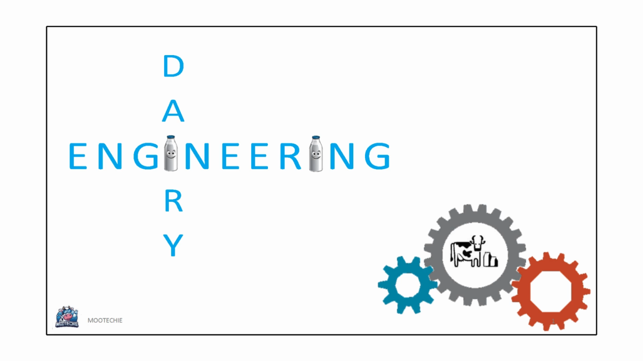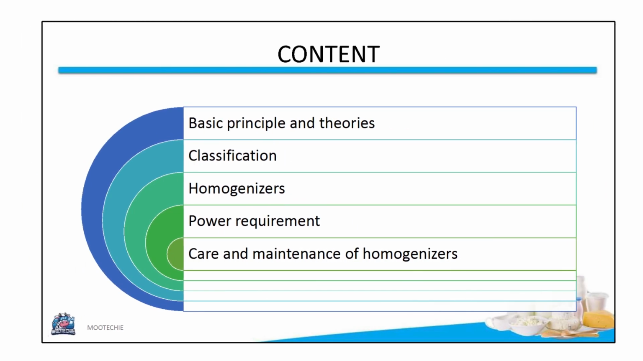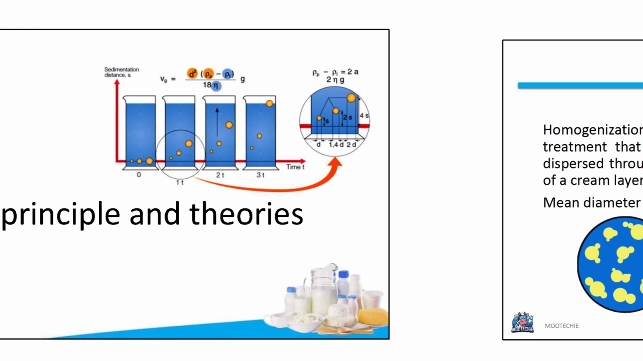Today we are excited to begin a brand new unit. This is Unit 3 and our focus will be entirely on homogenization, the technology behind the disruption of fat globules. The contents we will cover in this unit include the basic principle and theories of homogenization, the classification of homogenizers, the different types of homogenizers, the power requirements for operating them, and the essential care and maintenance needed to keep them running smoothly. Let's start with the basic principle.